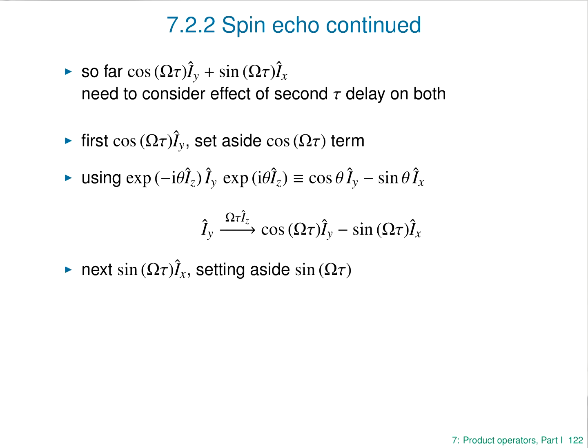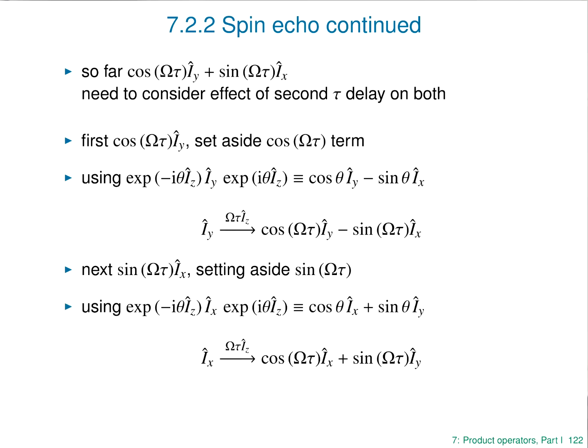Now we'll do the ix term, and again we'll just set aside the sine omega tau term and pop that back in at the end. And it's exactly the same thing. It's a z rotation of x. And so we're going to get cos omega tau ix and sine omega tau iy. So again, you can look that up from the table.